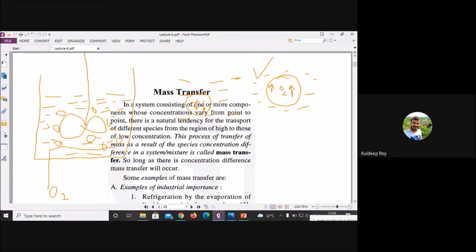Whenever there is a concentration gradient from this position to this position, oxygen will move from higher to lower. Just keep in mind, in heat transfer, what was happening? The heat was flowing from higher to lower due to the temperature gradient. What is happening here in your bioreactor? Here you can see an oxygen-rich bubble. It will flow from this direction to this direction, because here the oxygen concentration is low. So you have got a little bit of an idea that there will be a gradient of oxygen.